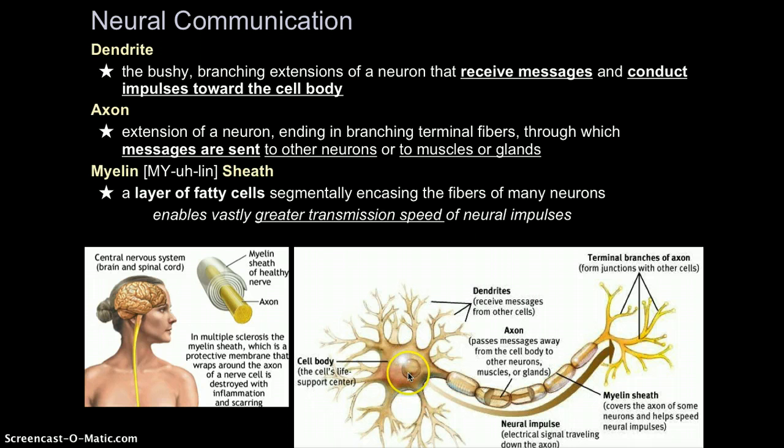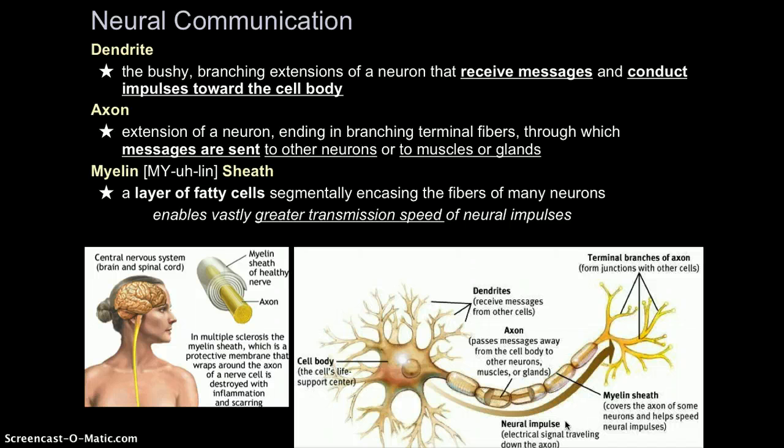here in the middle, the nucleus. Another word for cell body is the soma. The messages, or the neural impulses, are processed down and sent through the axon, and it's sent away from the cell body towards the terminal branches and into other neurons. Of course, the neural impulse is the electrical signal that travels down the axon.